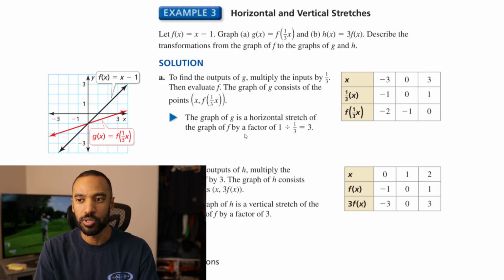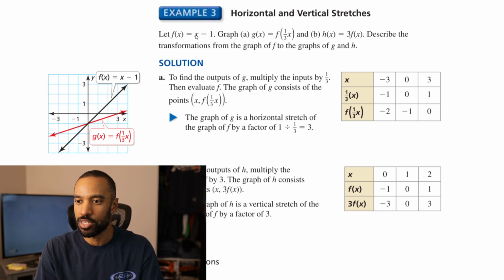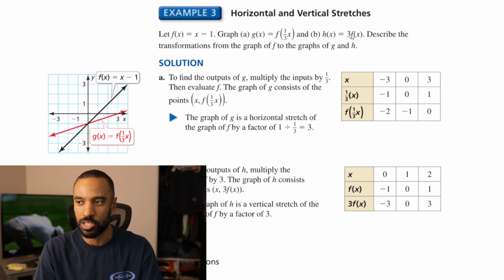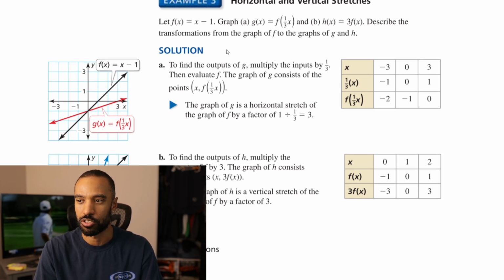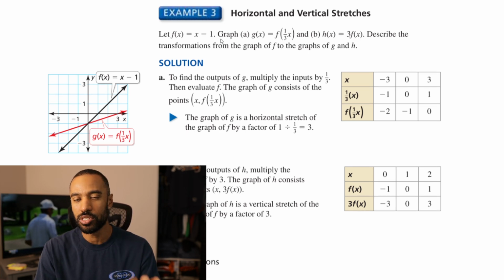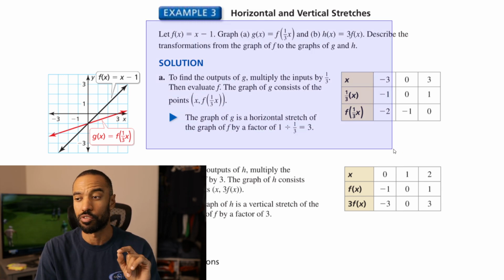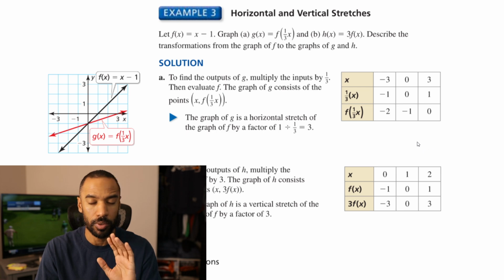Okay, let's look at some examples, and they're going to use tables with these as well. They say let f of x equal x minus 1, graph g of x equals f of 1/3 of x, and h of x equals 3 times f of x. Describe the transformations from the graph. And I've noticed this pattern in the IM2 and IM3 books as well. They describe horizontal first. For the life of me, I don't understand why. People will get lost on it.